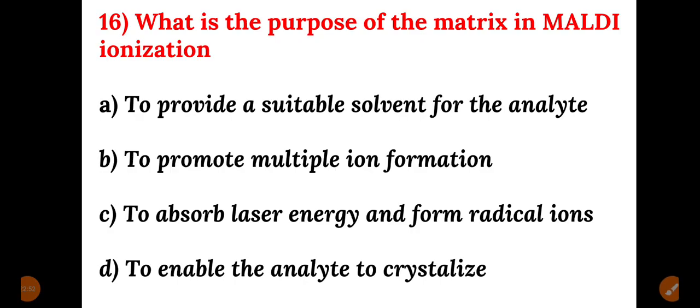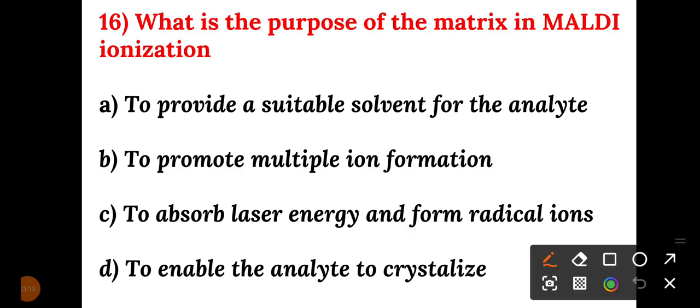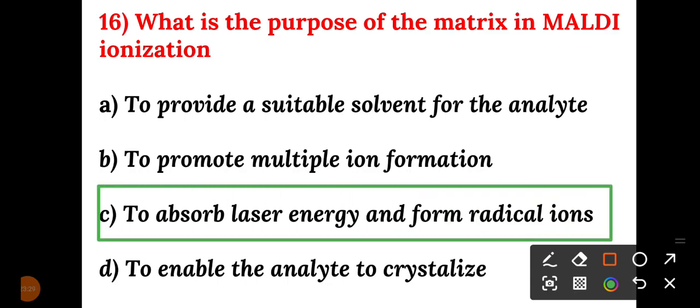What is the purpose of the matrix in MALDI ionization? Okay, to provide a suitable solvent for the analyte, to promote multiple ion formation, to absorb laser energy and form radical ions, to enable the analyte to crystallize, right? So what is the correct answer here, right? The name itself indicates, no need to worry, what MALDI is. That is matrix assisted laser desorption ionization. The laser itself indicates, right? So the correct answer is to absorb the laser energy and form radical ions. Okay, so that is the function of our MALDI.